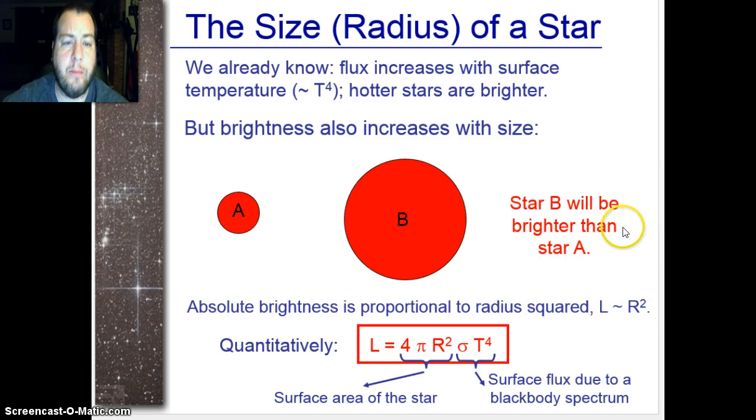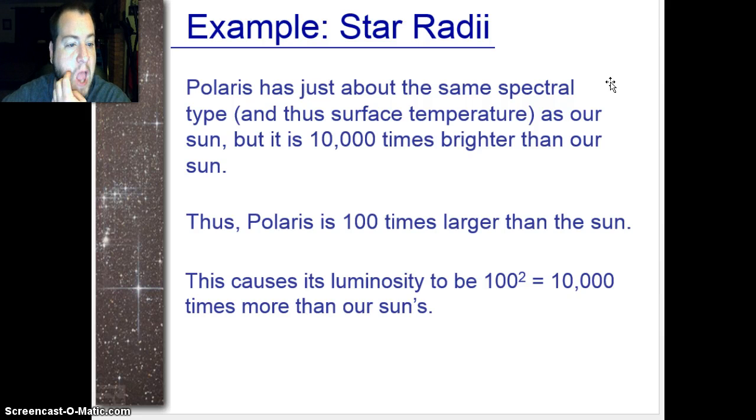Okay, let's look at an example. Our North Star, Polaris, is an example of this. Polaris has just about the same spectral type and thus surface temperature as our Sun. But it's 10,000 times brighter than our Sun. So what do we know from that? We know that Polaris is about 100 times larger than the Sun, and this causes its luminosity to be 10,000 times, or 100 squared, more than our Sun's luminosity. It's brilliant how they did all this stuff. I love it.